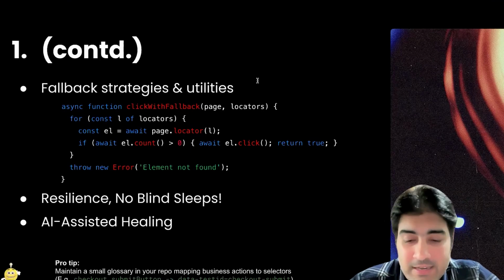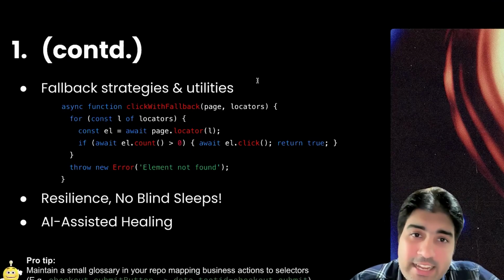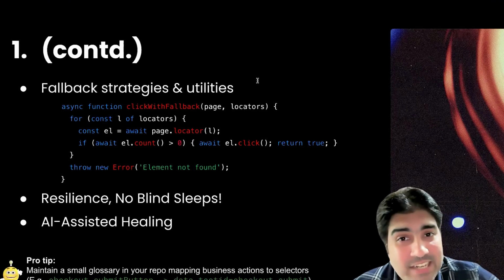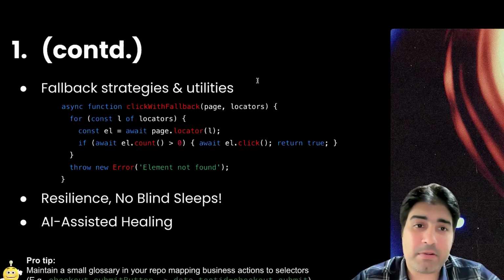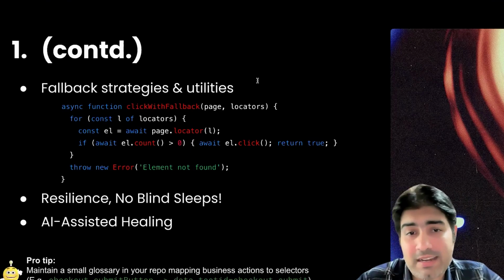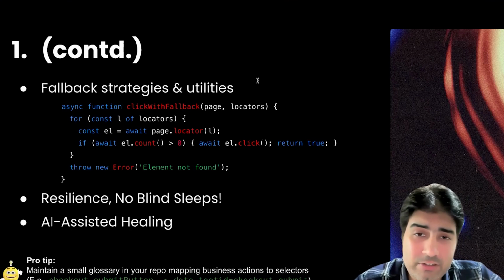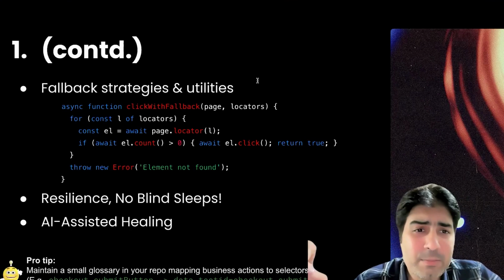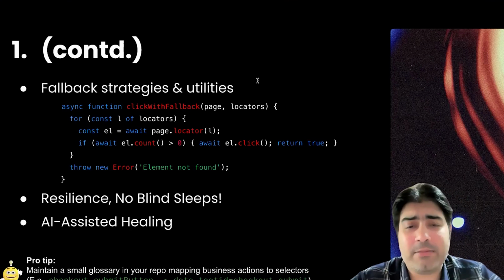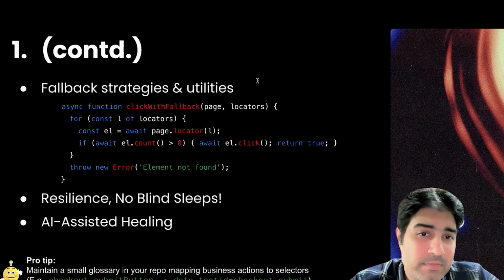So, pro tip here is maintain a small glossary in your repo, mapping business actions to selectors. Example, you have checkout.submitButton, data-testid equal to checkout-submit. It makes debugging and cross-team discussions much faster.